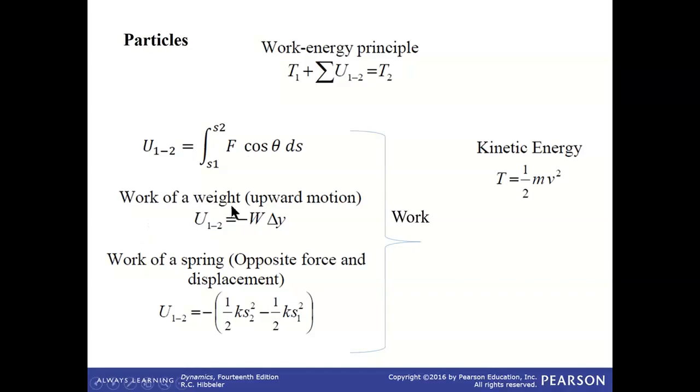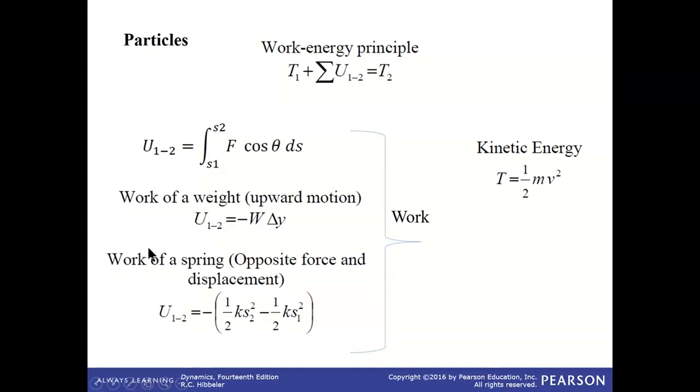Second, we have studied the work done by weight in the case of particles. The work done is negative if the particle moves from low elevation to high elevation, but it is positive if the particle moves from higher elevation to lower elevation. So this is the work done by weight, or the work done by gravity.